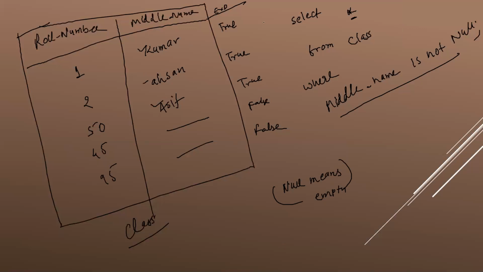So the output will be 1 Kumar, True; 2 Ehsan, True; and 3 Asif, True. That's it. Wherever the value of this expression evaluates to false, the output will not be generated from this select clause. We'll discuss the basic syntax of the select clause in coming lectures, so don't worry about it. For now, try to understand this logical operator, is not null.